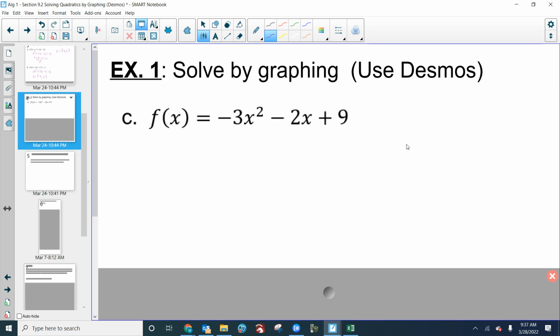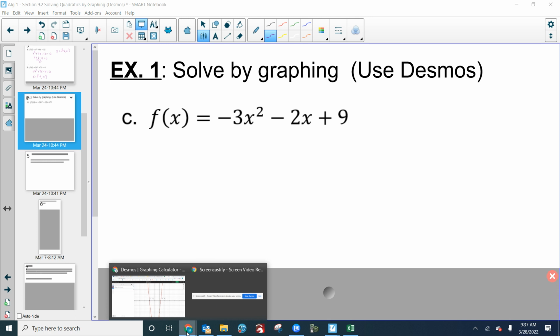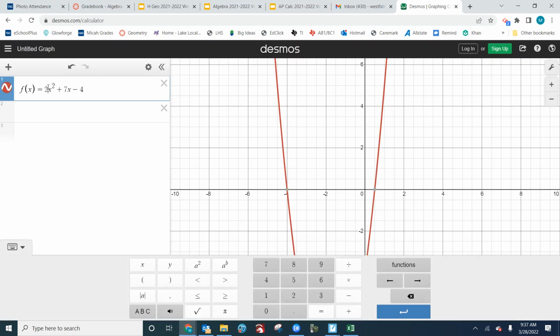What's going to happen on the graph of a parabola that has -3 out in front of the x squared? It's going to do what? It's going to open down. It should. Make sure you guys see that.